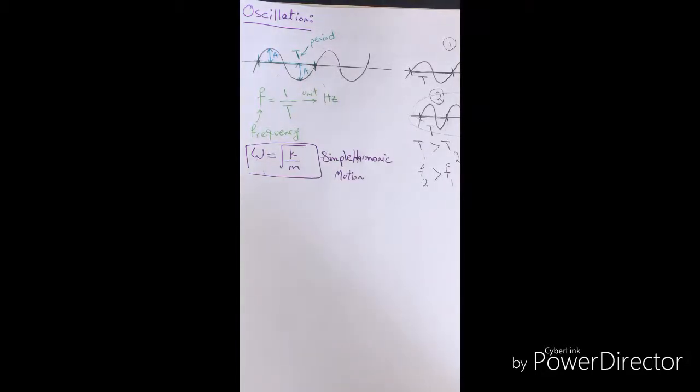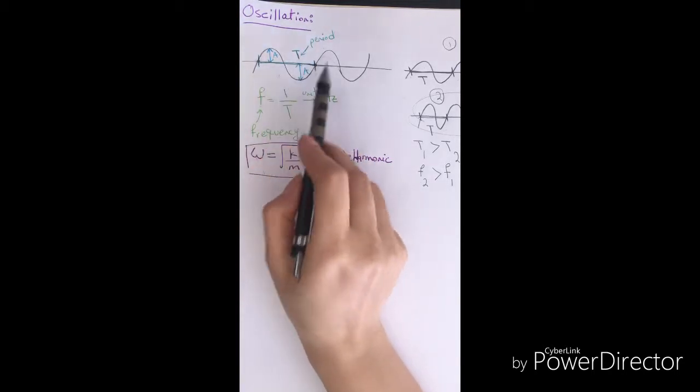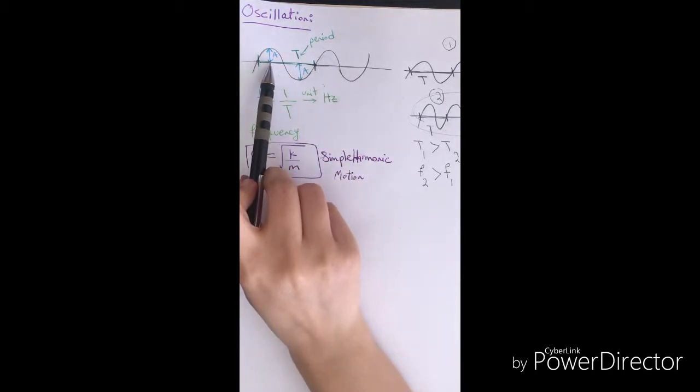Hello everybody, today I'm gonna tell you how you can solve the simple harmonic motion problems easily. First, let's talk about oscillation. This is a wave which is oscillating. So it has amplitude, period, and frequency.